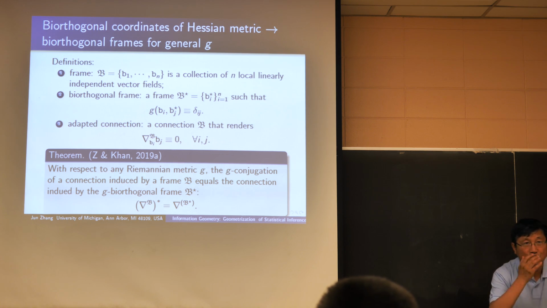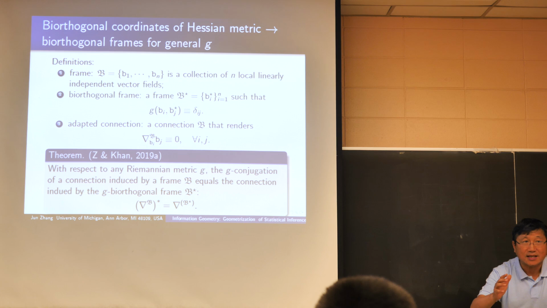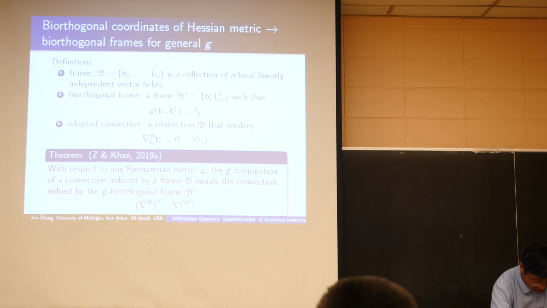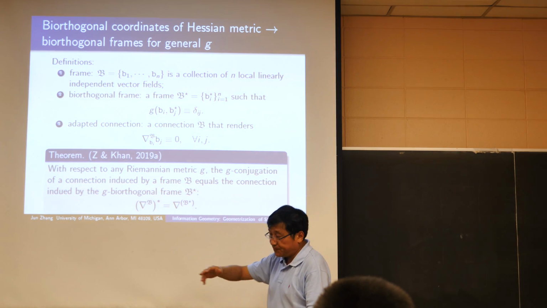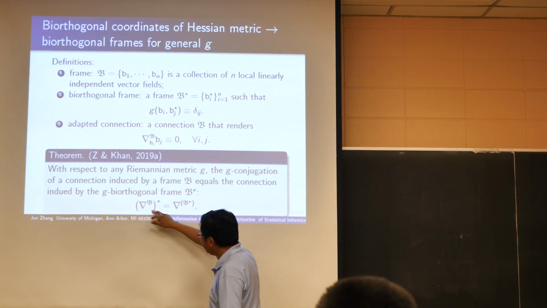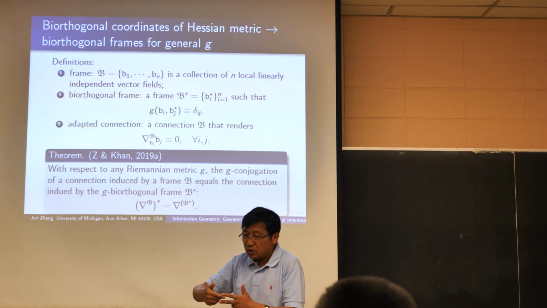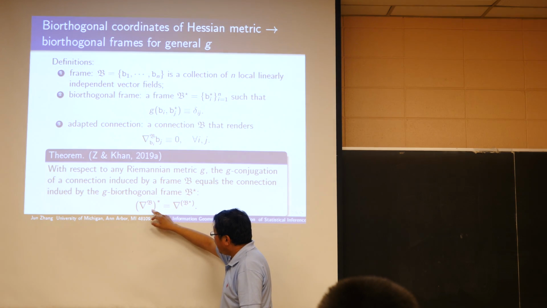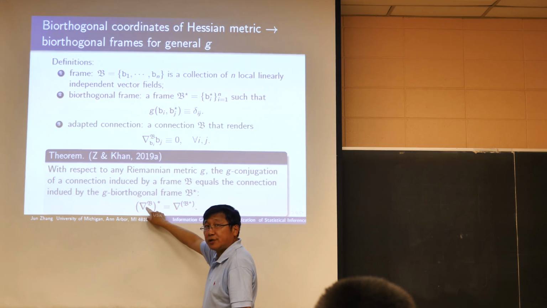So the first step is to show the bi-orthogonal coordinates, which only works for the Hessian geometry. We can generalize that to a bi-orthogonal frame. A frame doesn't have to be a coordinate frame. A frame is a collection of vectors that span the whole tangent space. For any frame, we can construct an adapted connection which is curvature free, but which may carry torsion.